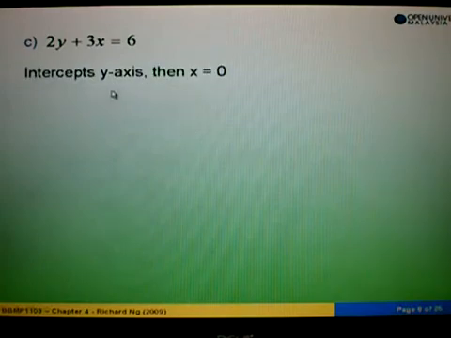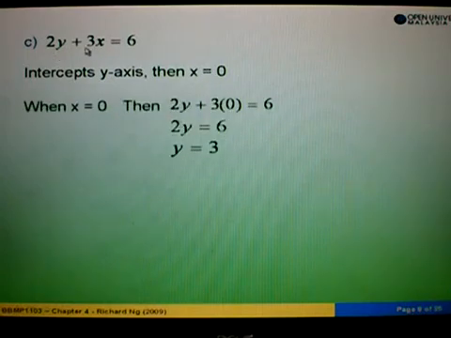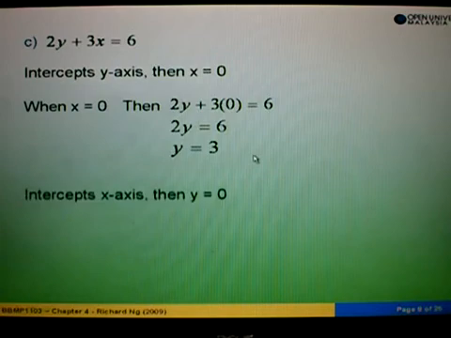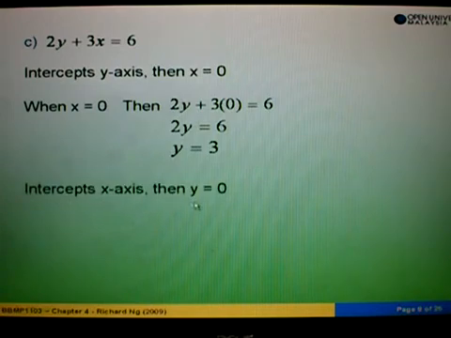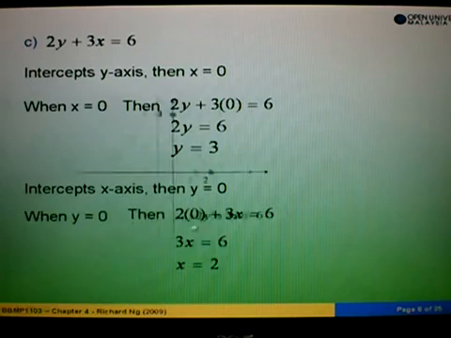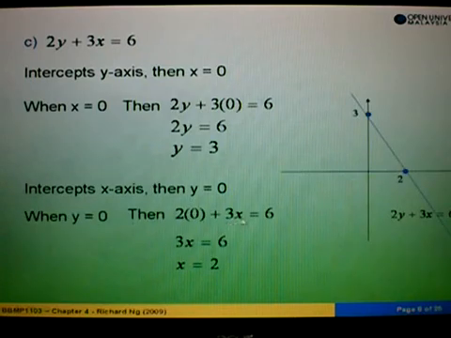So find the intercept of y, substitute x equals 0 into this equation. So we will have 2y plus 0 equals 6. Then 2y equals 6, y equals 3. Next we find the intercept of the x-axis. Substitute y with 0. So into this equation we have 0 plus 3x equals 6. Therefore 3x equals 6, x equals 2.